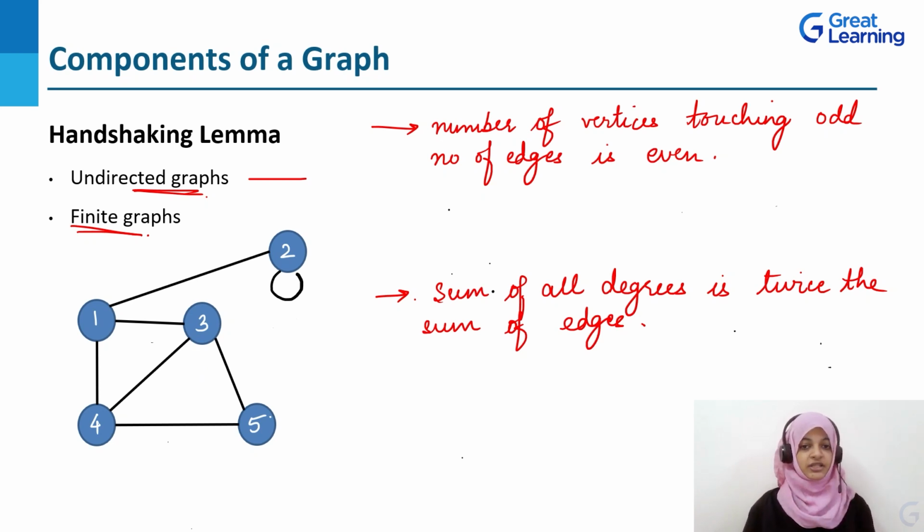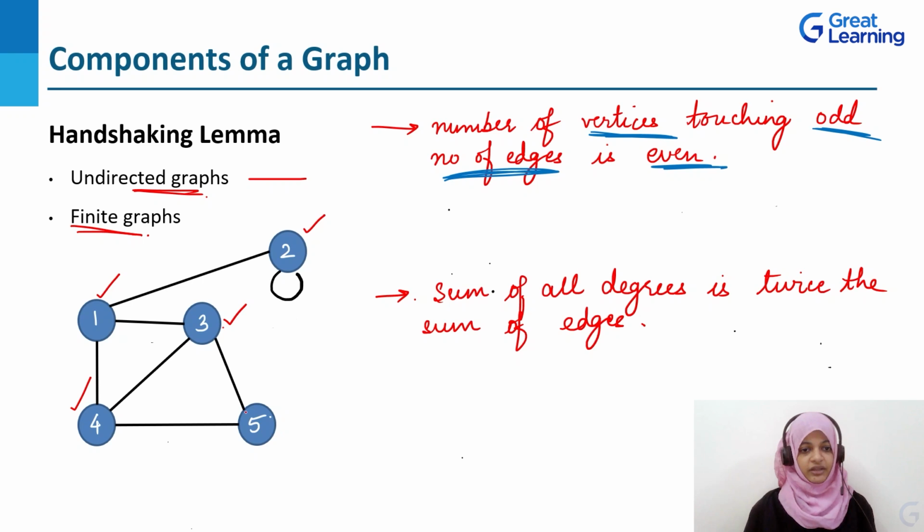So let us look at the first interpretation. What does it mean? It means that if we've got vertices such that they're touching an odd number of edges, it implies that if the degree of the vertices is odd, then the number of such vertices, odd degree, is actually even. Let us identify that in this particular diagram. So if we see here, then vertex 2 actually has an odd degree. Vertex 1 also has an odd degree. Vertex 4 also has an odd degree. Vertex 3 also has an odd degree.